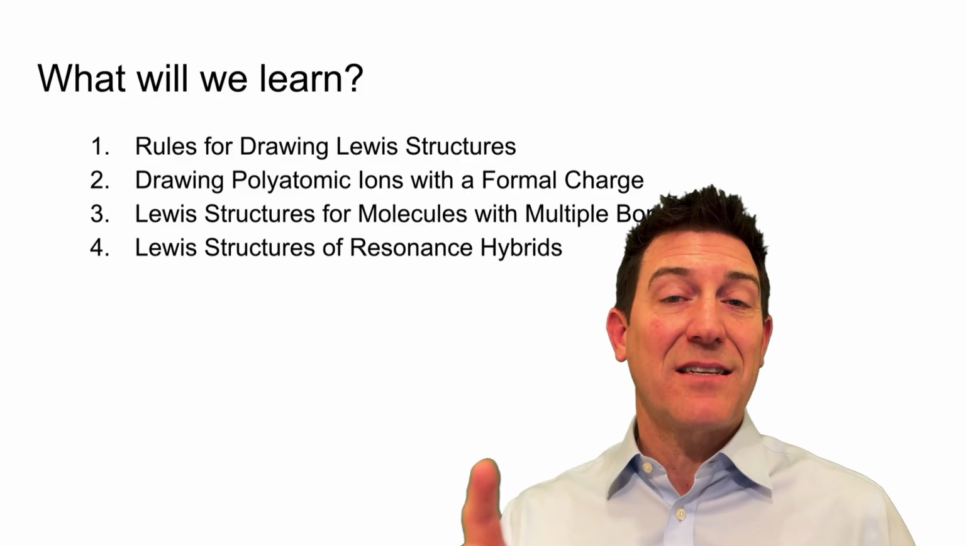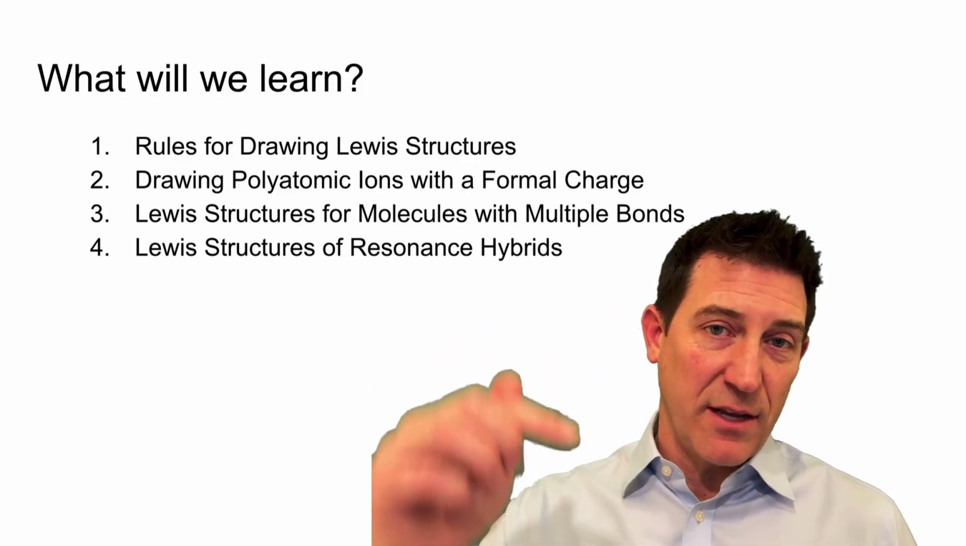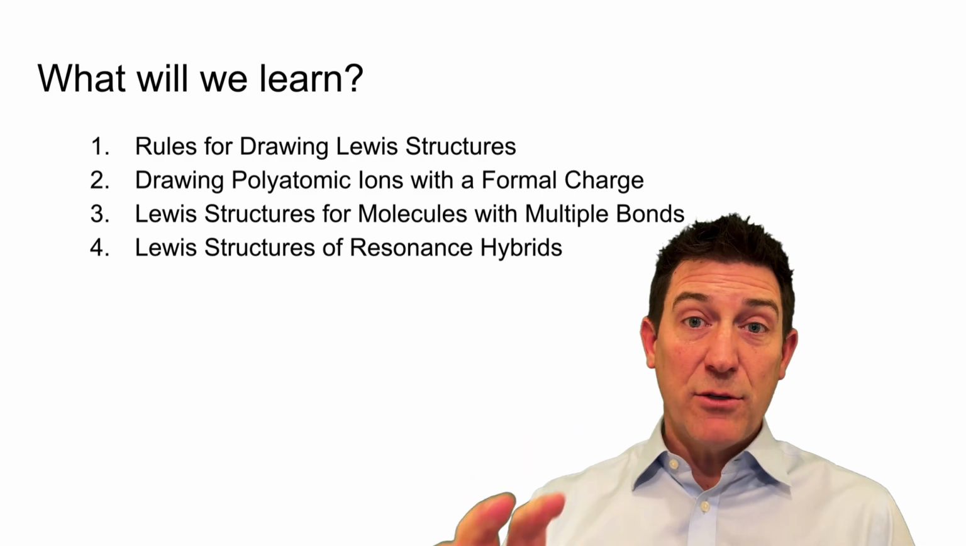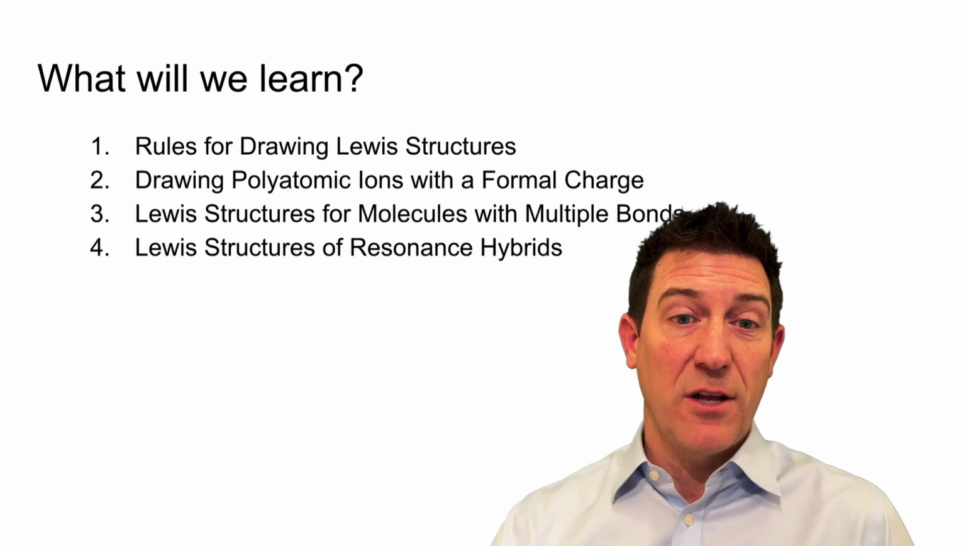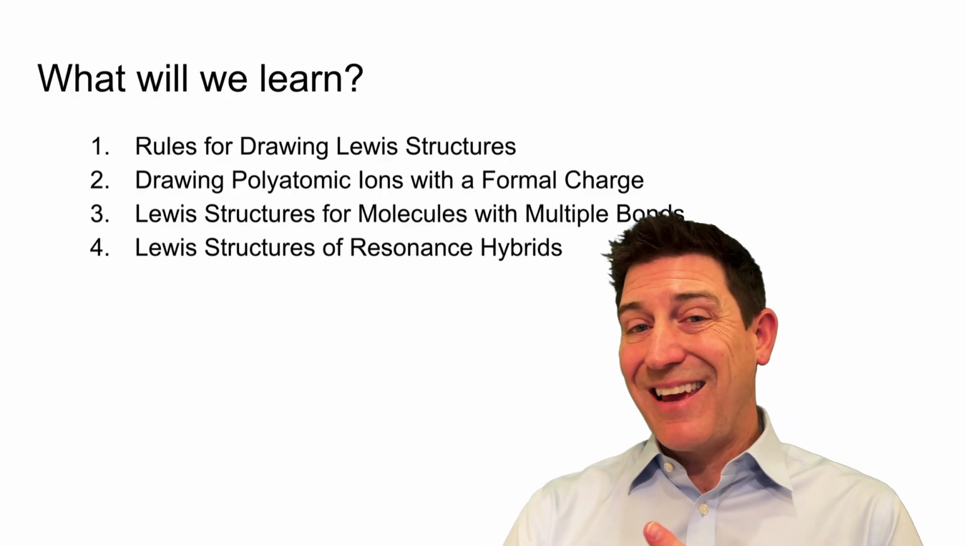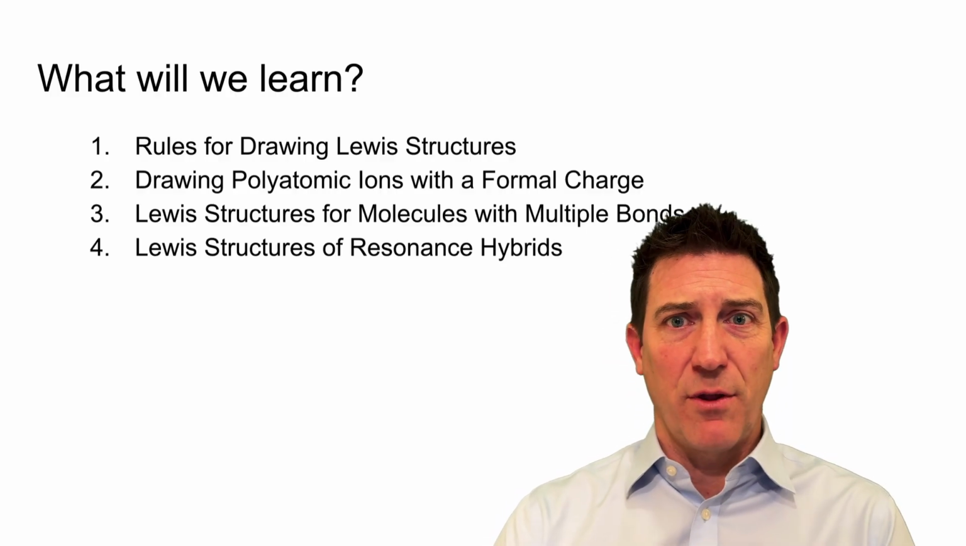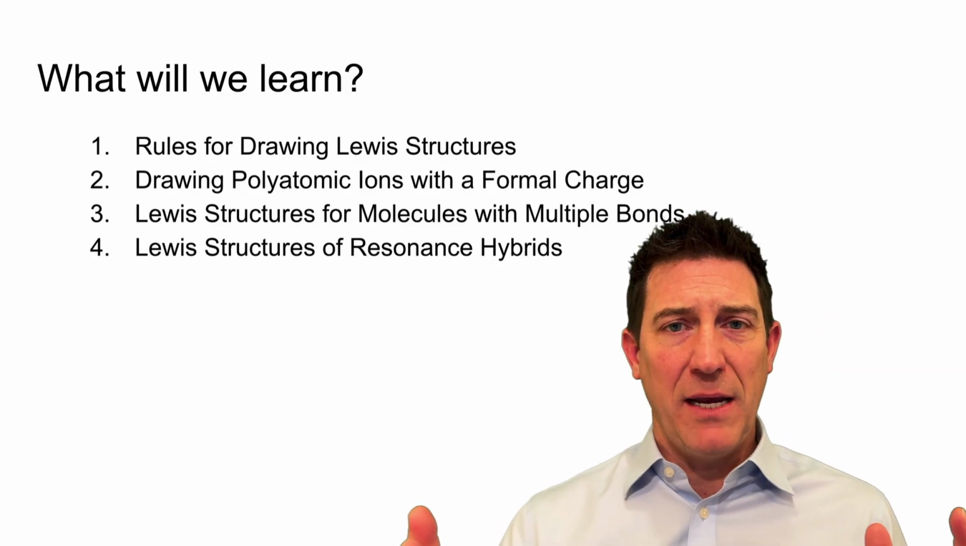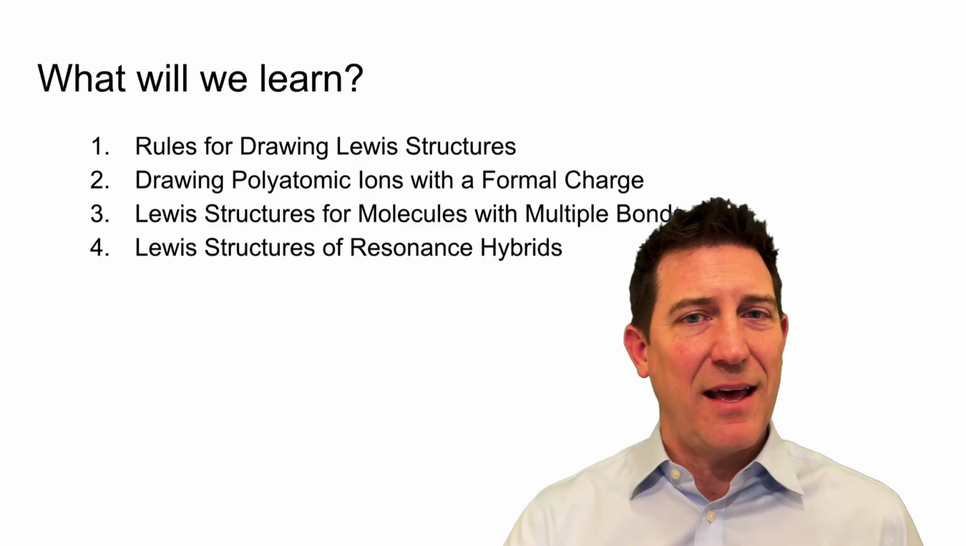Over the course of the next couple of lessons, so there'll be a series of them, you can look in the description down there. Here's what we're going to learn about Lewis dot structures. I'm going to give you the rules here in this first lesson. Then we're going to get into drawing polyatomic ions with a formal charge. What does that even mean? I don't know, but you will know when you get to that lesson.